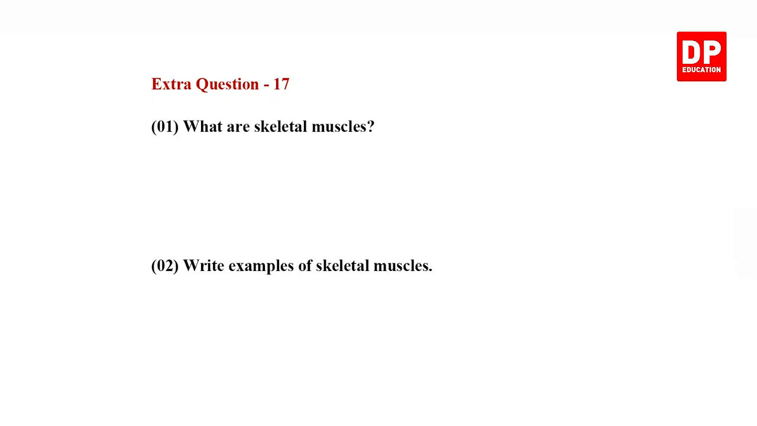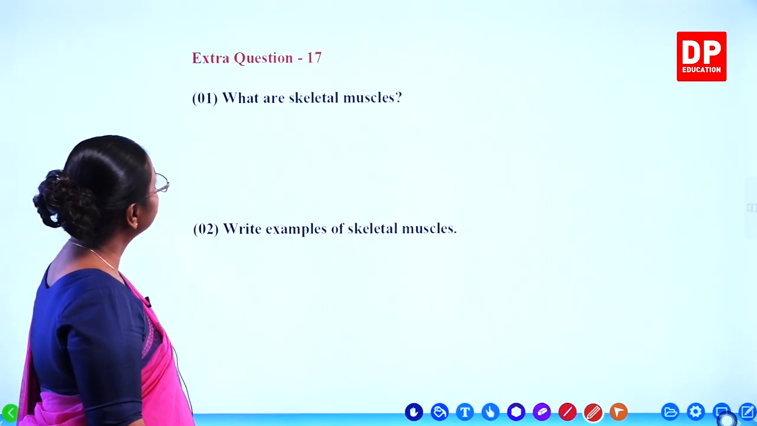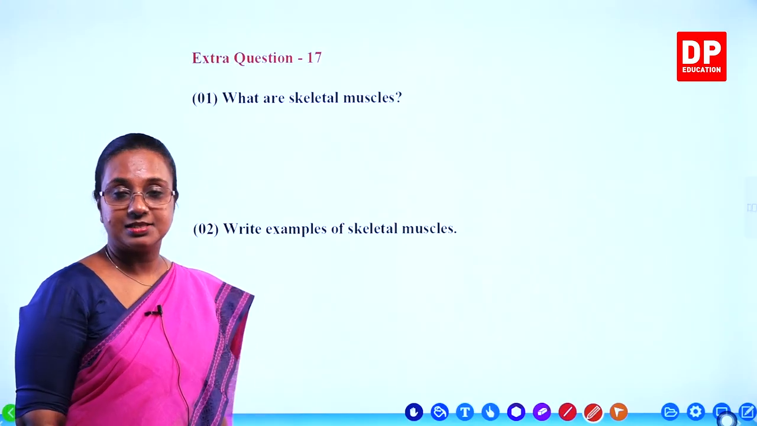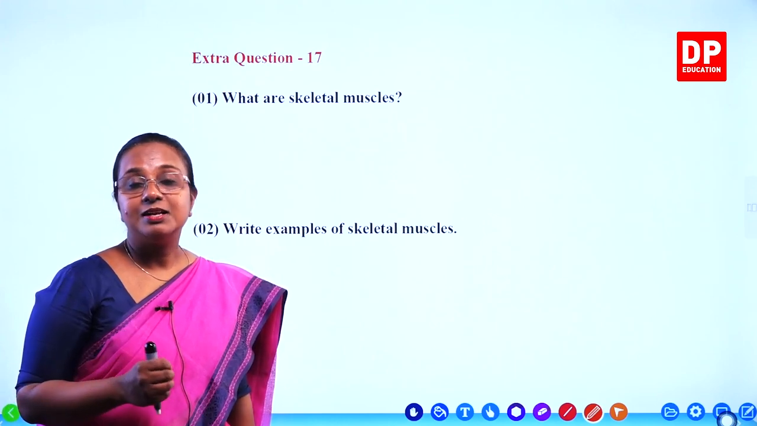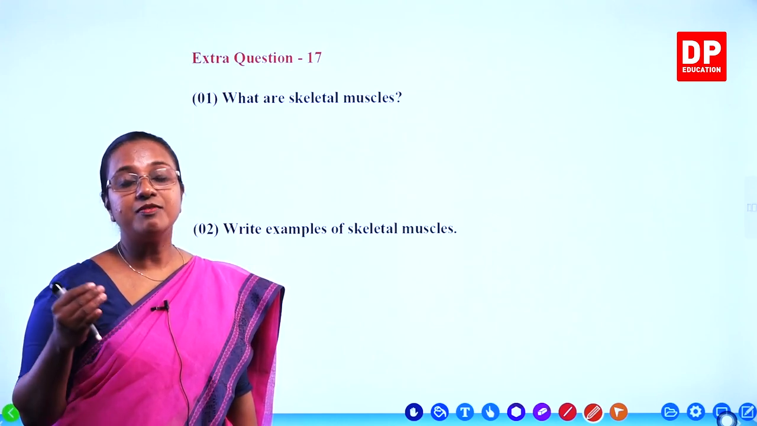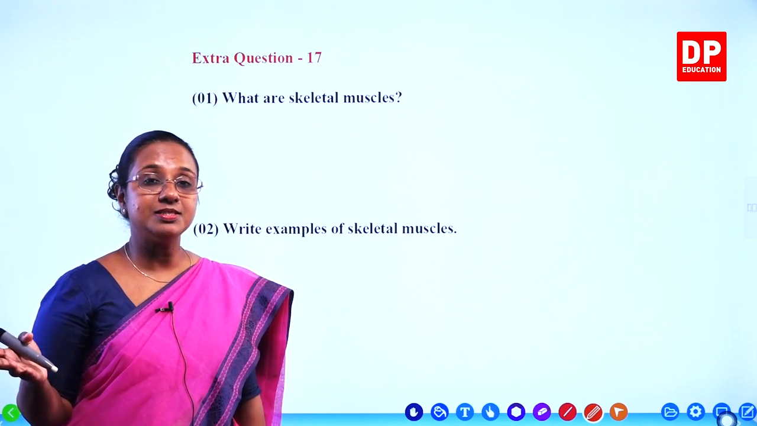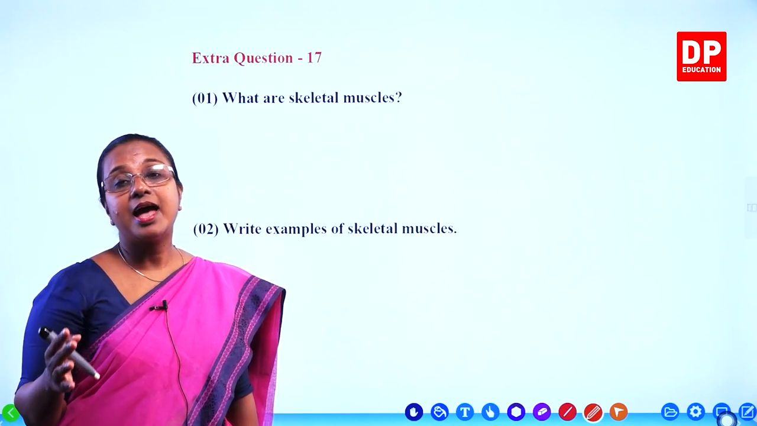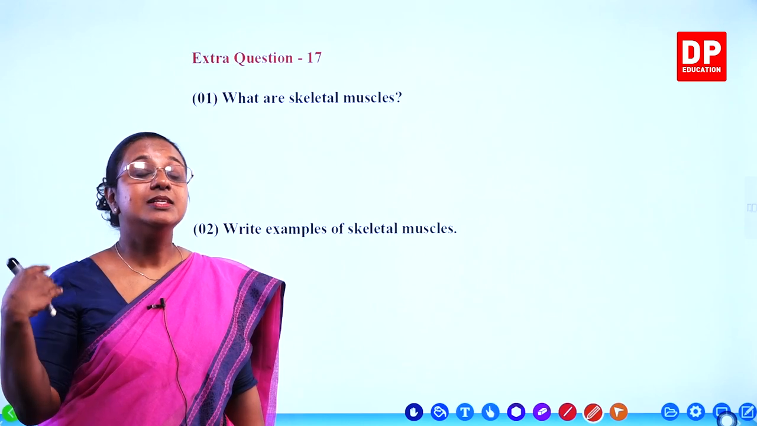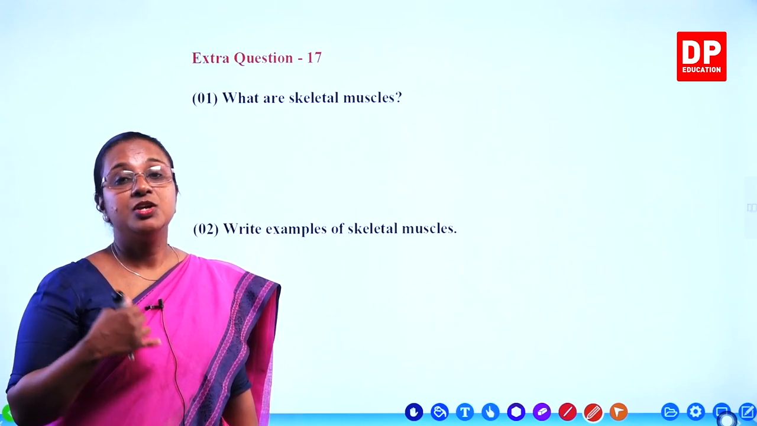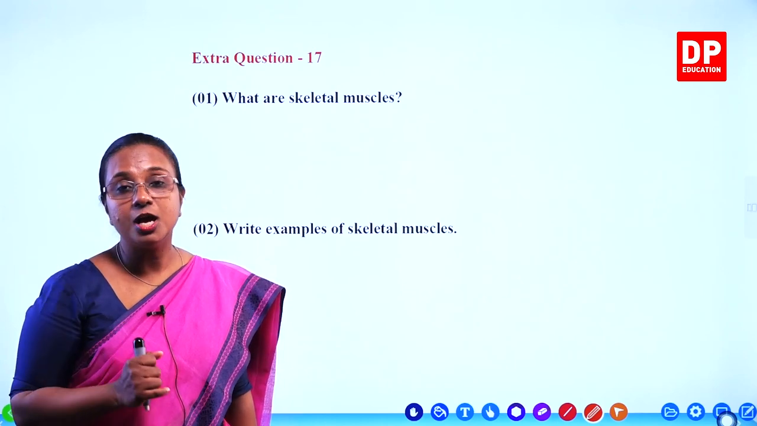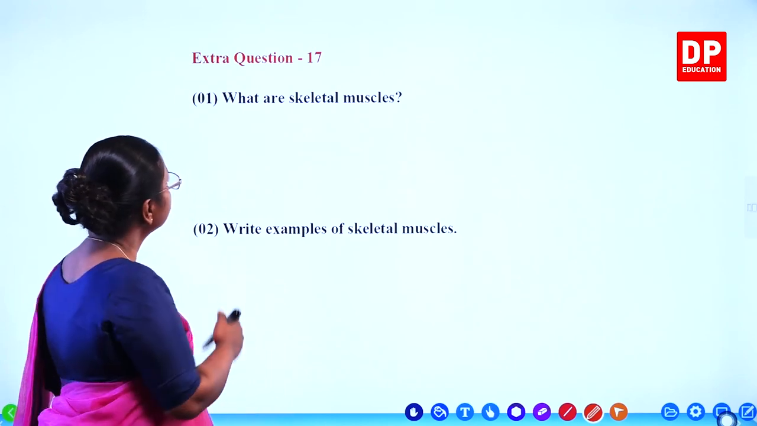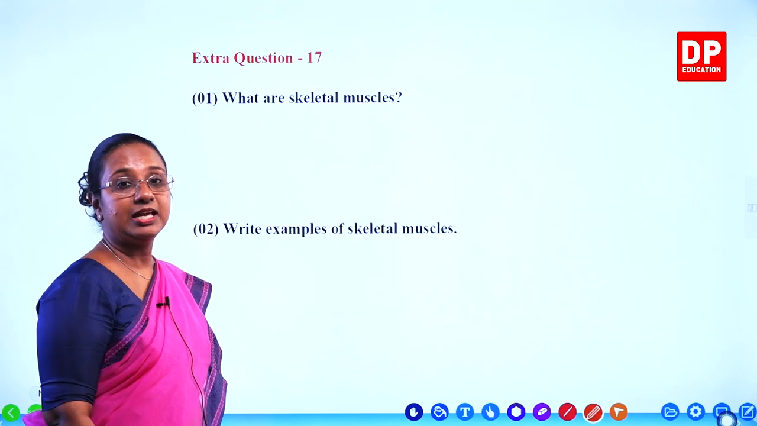Extra question 17. What are skeletal muscles? I am sure you know the answer. Skeletal muscles are made up of skeletal muscle fibers. And they are associated with the skeletal system. So they are involved in locomotion and movement. So that is what we have to write here.